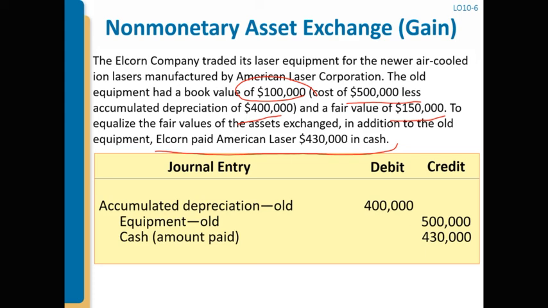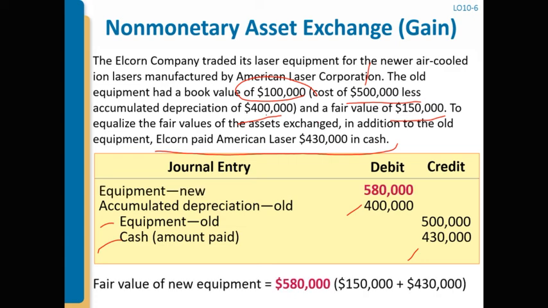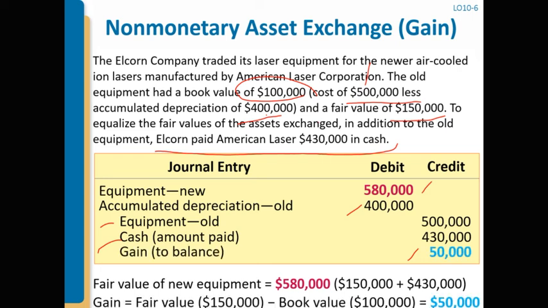So what we have to calculate is, first, we paid cash 430. Then equipment old, meaning it has a value of 500,000, and the accumulated depreciation old, that is 400,000. Okay, and now the equipment new 580,000. Is there any difference? Yes, there is a difference, and the difference is our gain. See that? How do we calculate that?